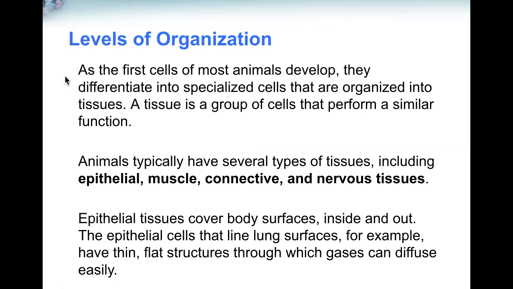As the first cells of most animals develop, they differentiate into specialized cells that are organized into tissues. A tissue is a group of cells that perform a similar function. Animals typically have several types of tissue, including epithelial, muscle, connective, and nervous tissues. Epithelial tissues cover body surfaces inside and out. The epithelial cells that line lung surfaces, for example, have thin, flat surfaces through which gases can diffuse easily.